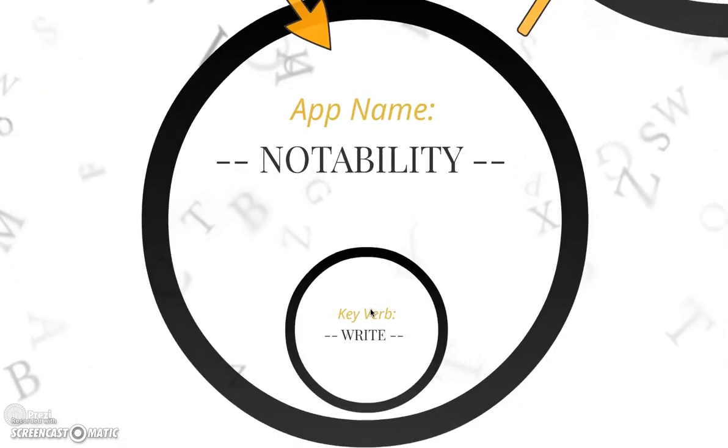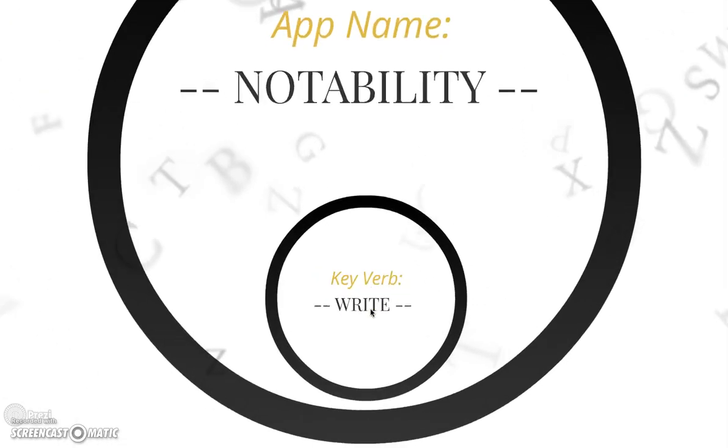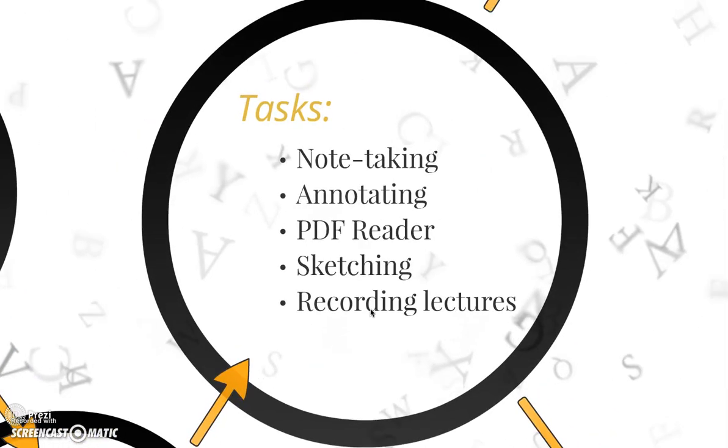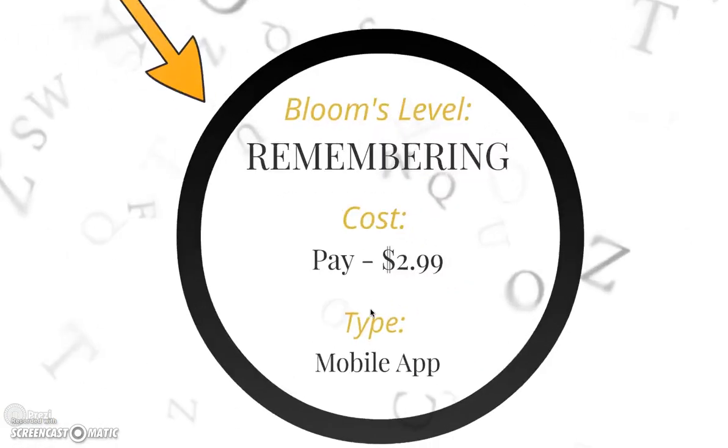The app name obviously is Notability, like I have been telling you. The key verb is write. There could be a lot of verbs that we could use for this, but overall you would really use it as a note-taking app, or like I said, annotating a document or that sketching feature. Tasks: note-taking, annotating, reading a PDF, sketching, recording lectures, and then you can share any of this with anyone that you would want to, as well as everything saved on the cloud no matter where you access it.